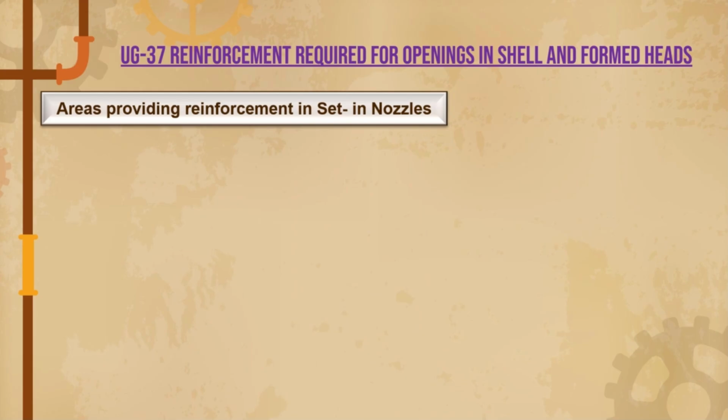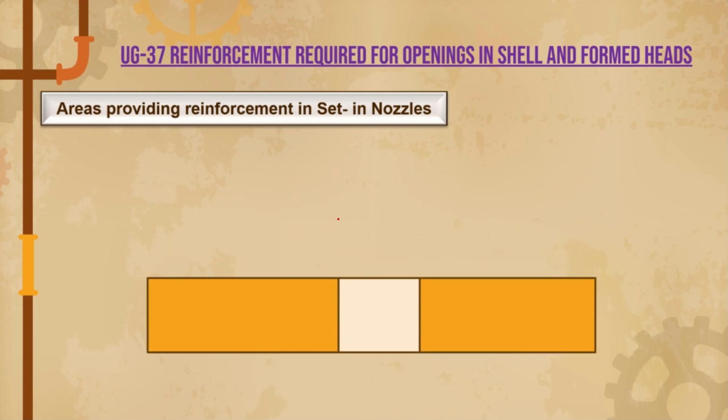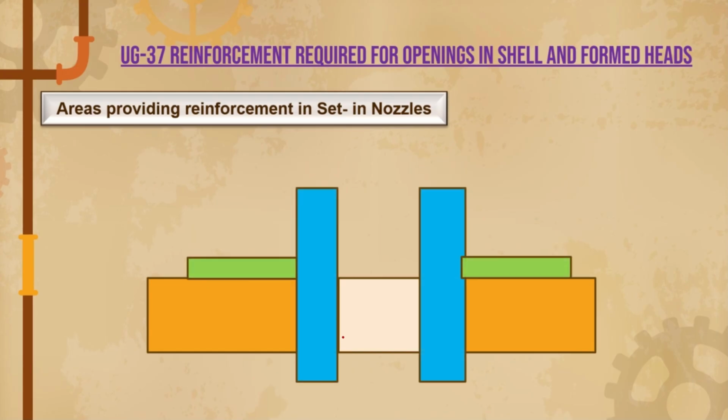In set-in nozzles, you can observe that the ID will be the inside diameter of the nozzle, not the opening diameter of the nozzle. I already told you. So the reinforcement provided by the areas in set-on type nozzles will also act as reinforcement areas in set-in type nozzles. So whatever we discussed in the previous slide will be applicable here also.